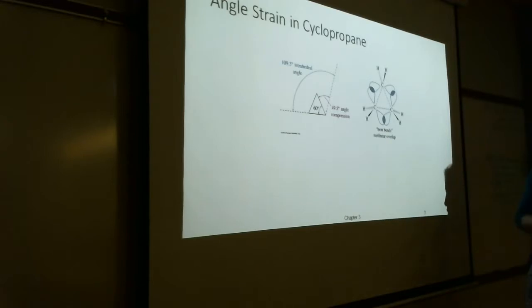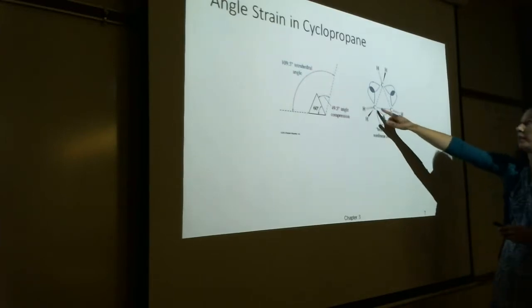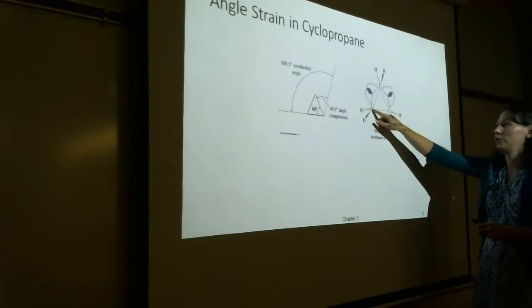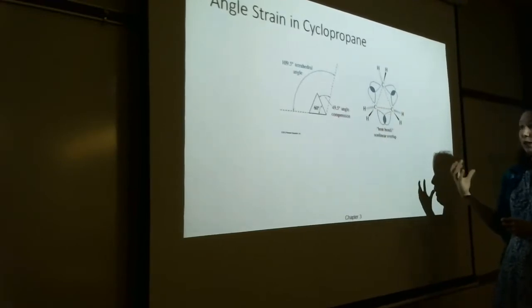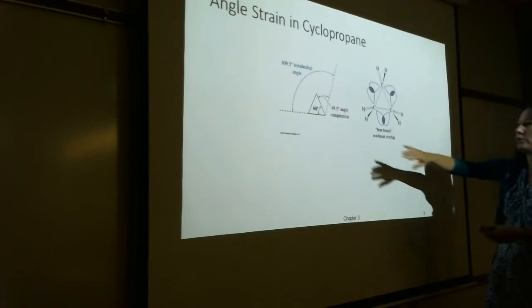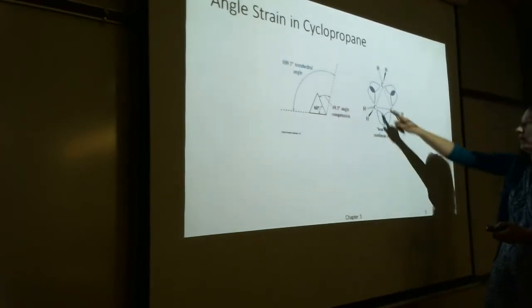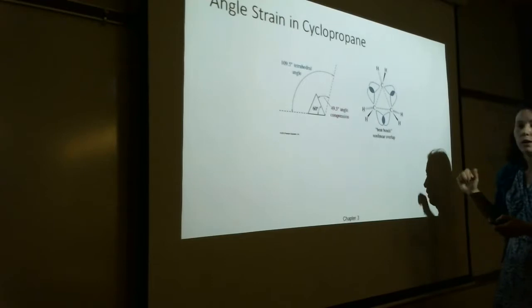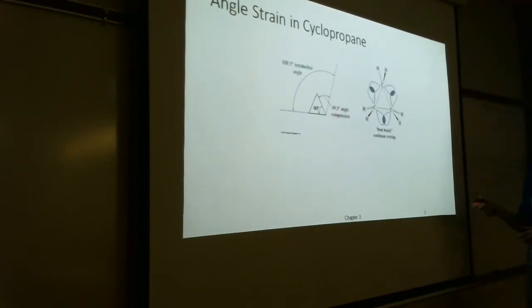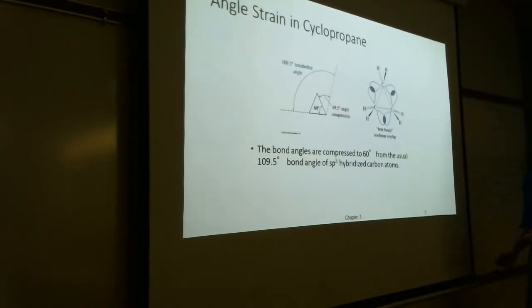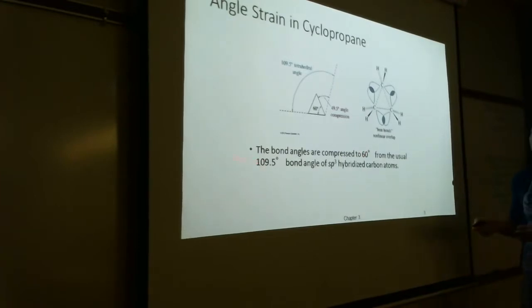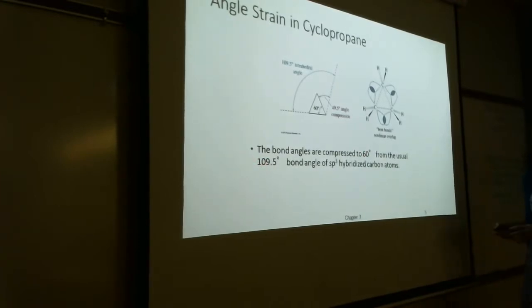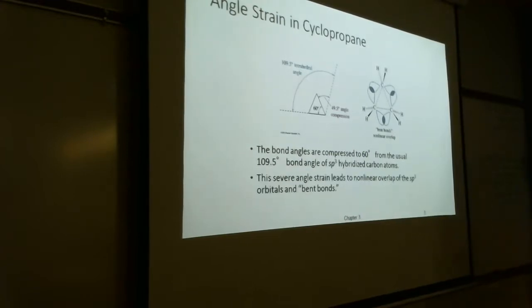If you think back to general chem, tetrahedral carbon has 109.5 degree angles. In cyclopropane, to get those three carbons to be in a triangle shape, we have to really condense those angles. It gets condensed significantly to force it into a three-membered ring. This is a non-linear overlap. They get compressed to 60 degrees as opposed to 109.5 degrees. This is not ideal. We call that a bent bond.